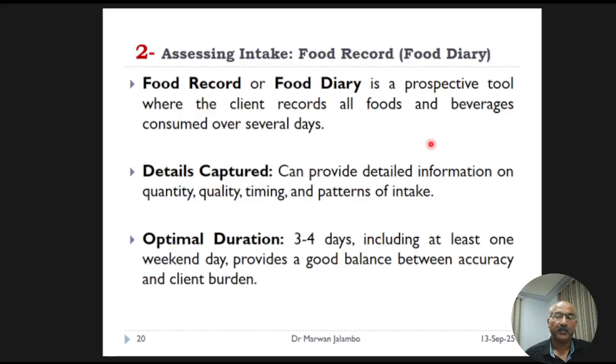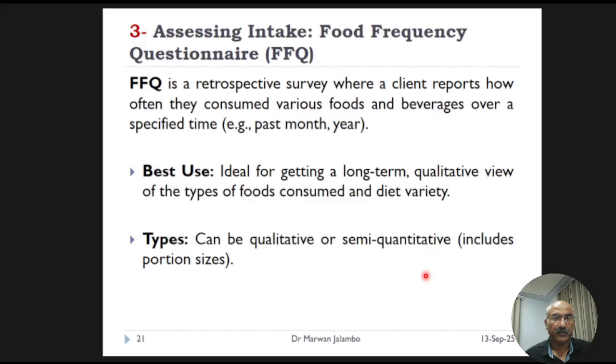Now, for a retrospective approach, we are going to the food frequency questionnaire. This is a retrospective survey. The client is asked to think back over a specified period, like the past month or the past year, and report how often they consumed the foods listed on the questionnaire.